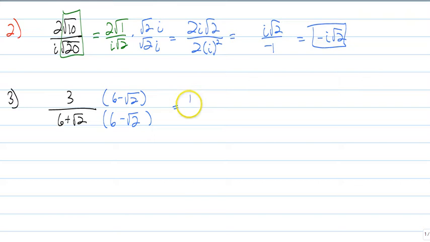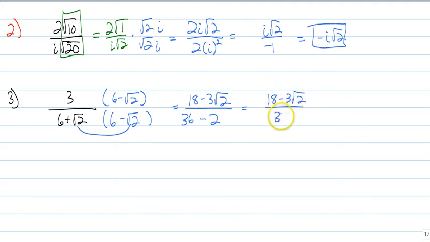So the top becomes 18 minus 3 root 2 all over 36 plus a 6 root 2 minus a 6 root 2. Those cancel, and then minus 2, because negative root 2 times root 2 is just negative 2. So my final, well, not my final answer yet. Let's see what we have first. So we have 34, and sure enough, we can't simplify it in this form.